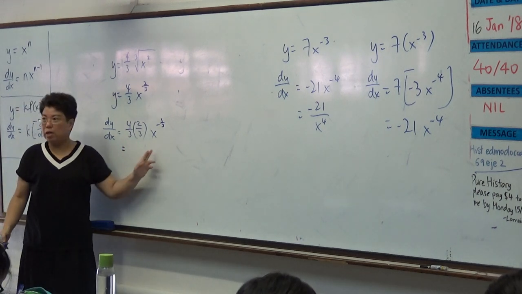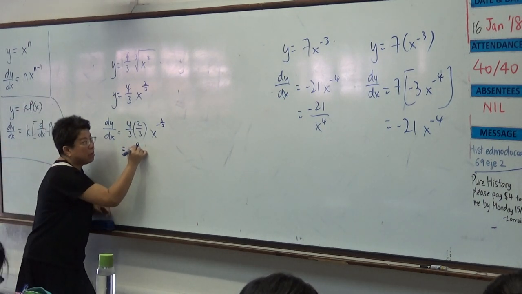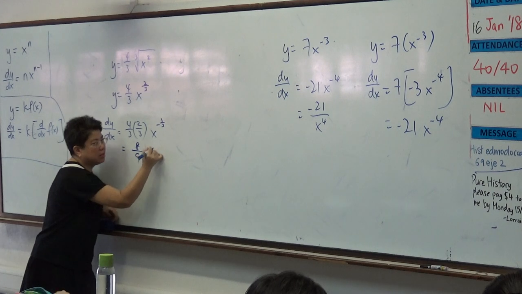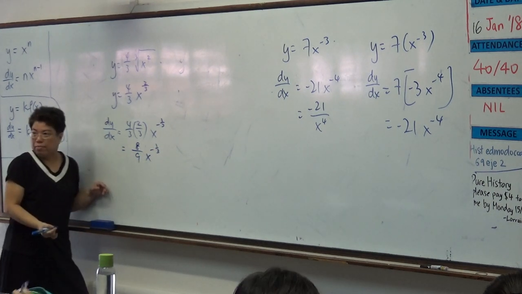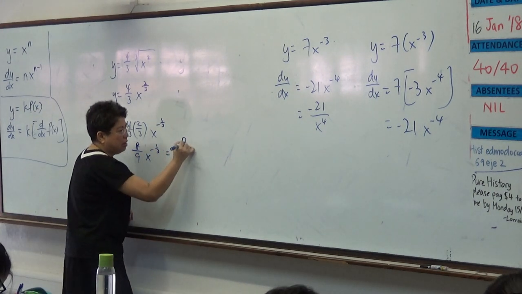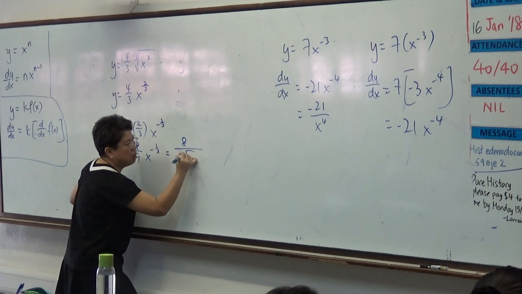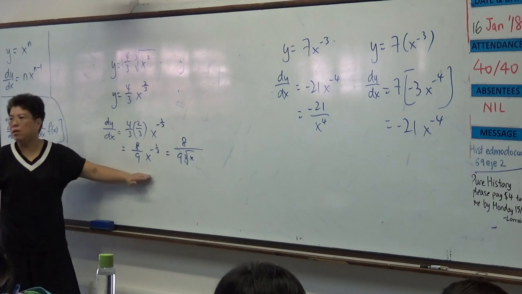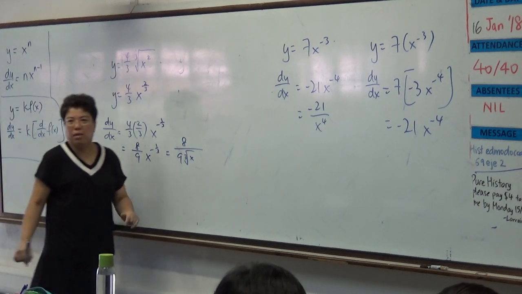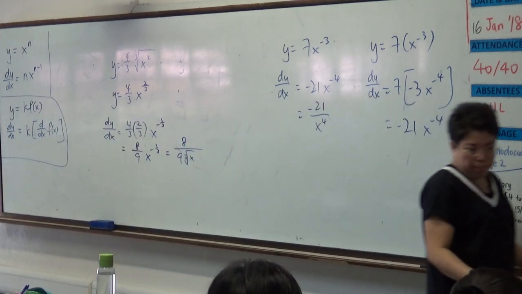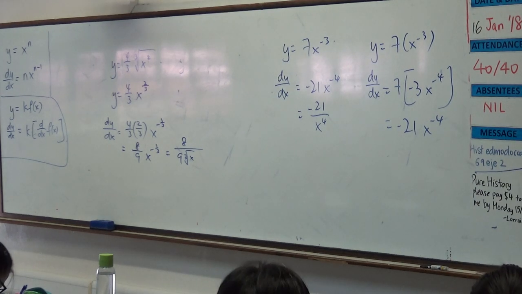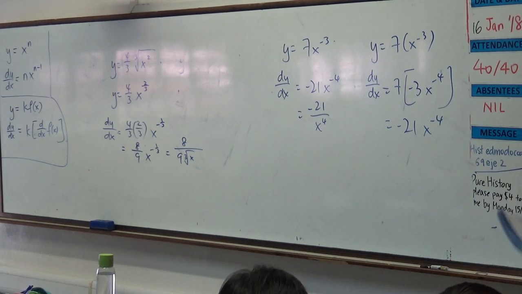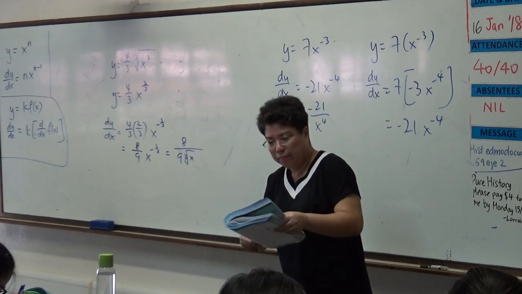What is this? 8 over 9. Don't say differentiated already. Okay, simplify. I box it for you. 8 over 9, x to the power negative 1/3, right? If you want to write in the other form, it will be 8 over 9 times the cube root of x in the denominator. It doesn't matter, just think like that. Everybody clear? Okay, so you turn to the next page. That will be the answer.